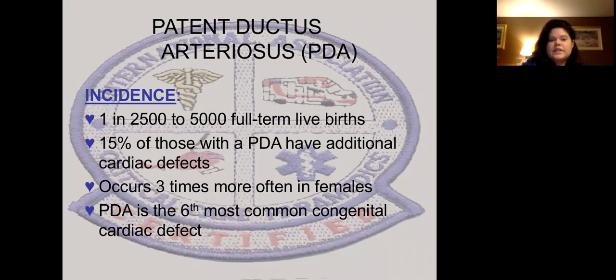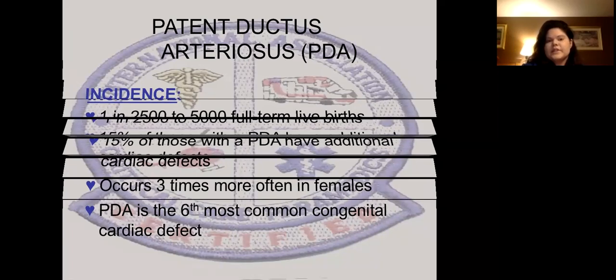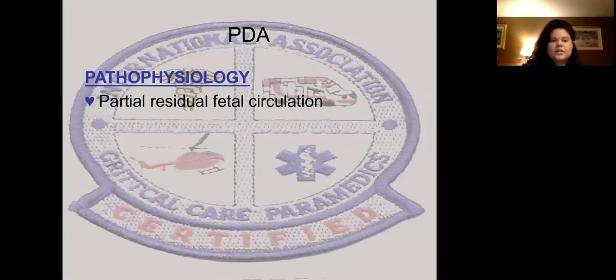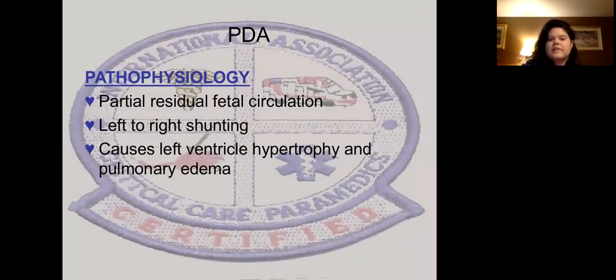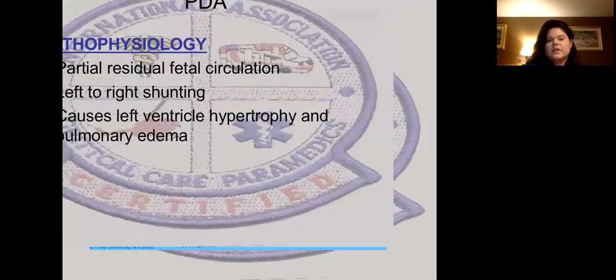So a few statistics as far as with your PDA, there are about 1 in 5,000 full-term live births. It occurs 3 times more in females than in males. A lot of these disorders happen more in females than in males. It's the 6th most common, and we hardly ever see it. Here, let's go back to that real quick. The main thing to remember about this one, it's going to be left to right shunting. So think about what your patient's going to look like if they're having left to right shunting with the PDA.